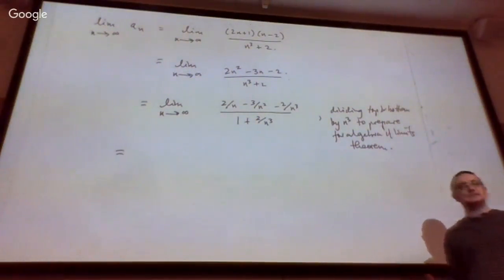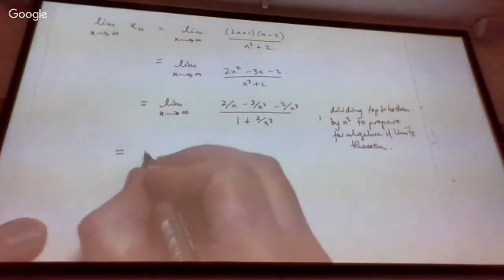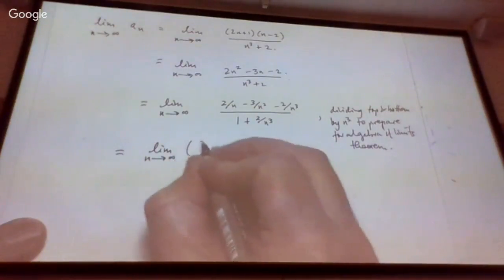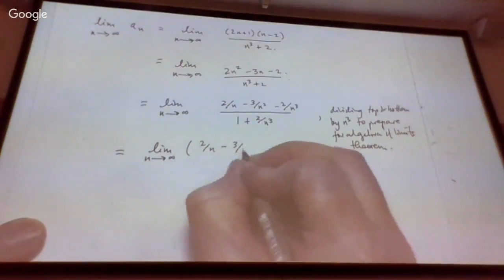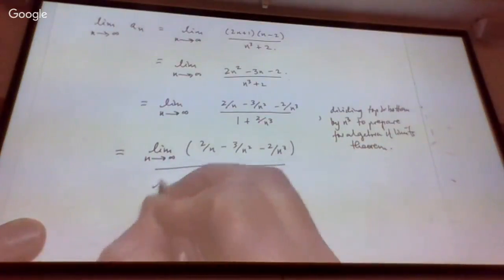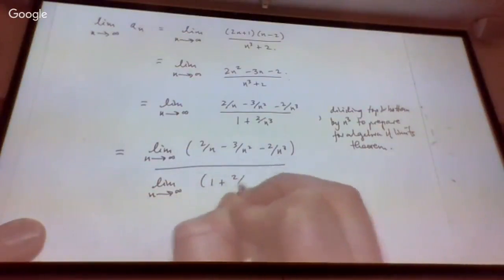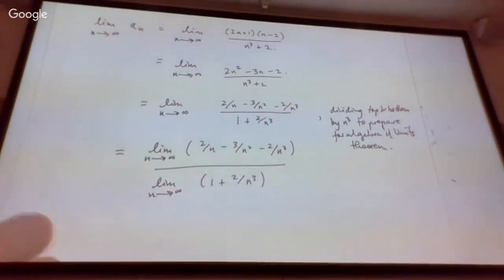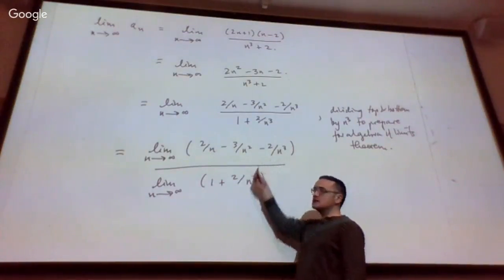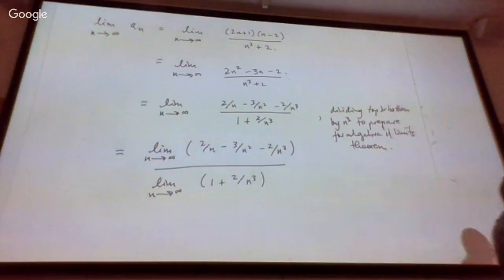So we can now say that this limit is the quotient of the limits. So it is the limit of the top part, we won't break it down any further for the moment, divided by the limit of the bottom part. We will see that this will turn out to be justified because we will see that both of these limits exist in a moment.